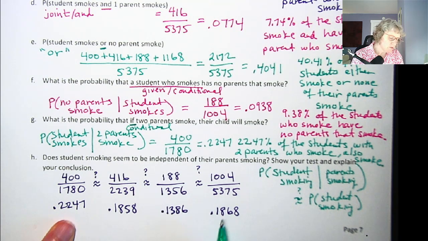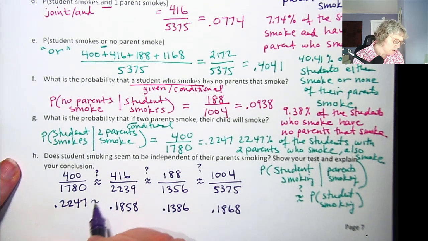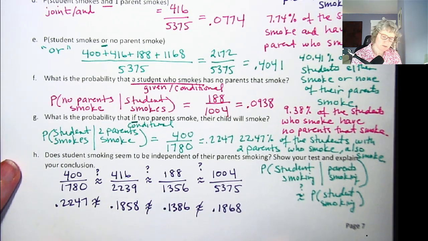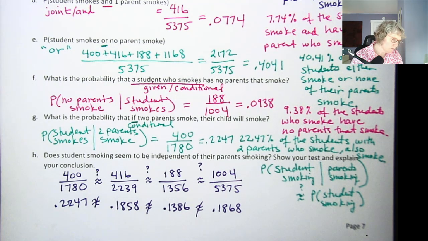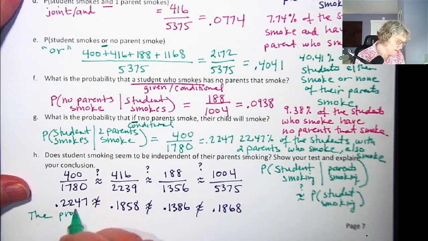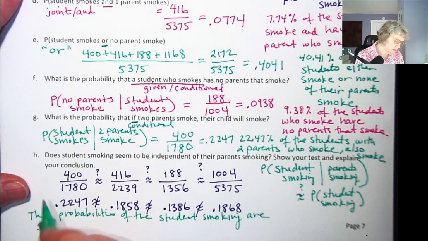Also, I'll tell you, with a bigger sample size, a smaller difference is significant. And even though we don't have the full tools to evaluate that, I'm going to say these are significantly different. They're not close, okay? The probabilities of the student smoking are significantly different.